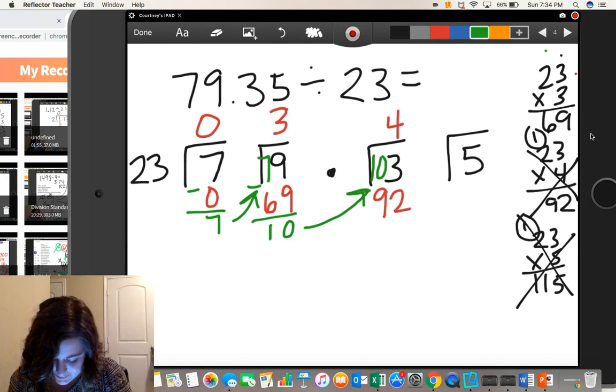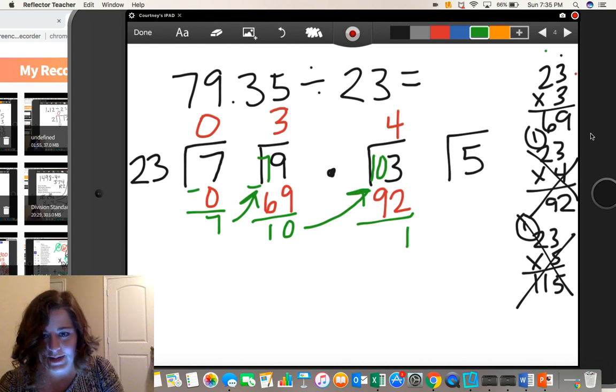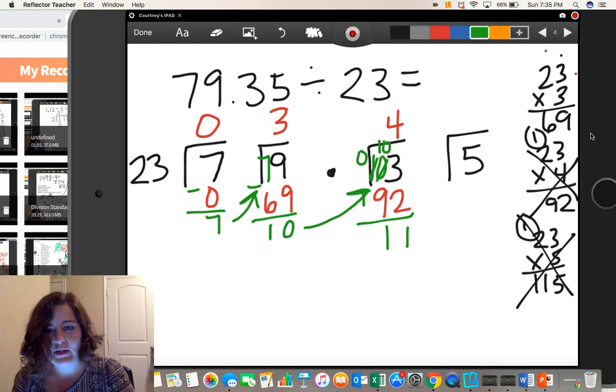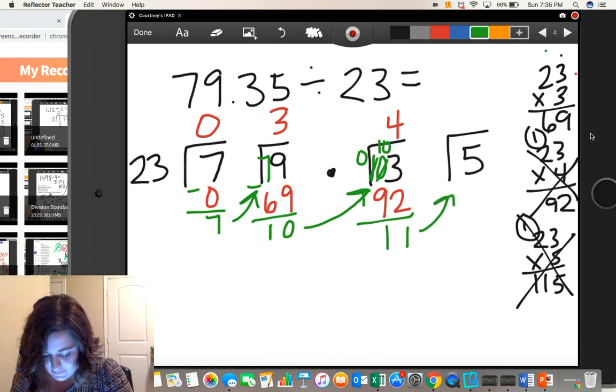After we multiply, we have to subtract. 3 minus 2 is 1. We can't do 0 minus 9, so we have to borrow. This becomes a 0. This becomes a 10. 10 minus 9 is 1. 11 is smaller than 23, so we're good to bring that over to our next division house. Makes us a 115.